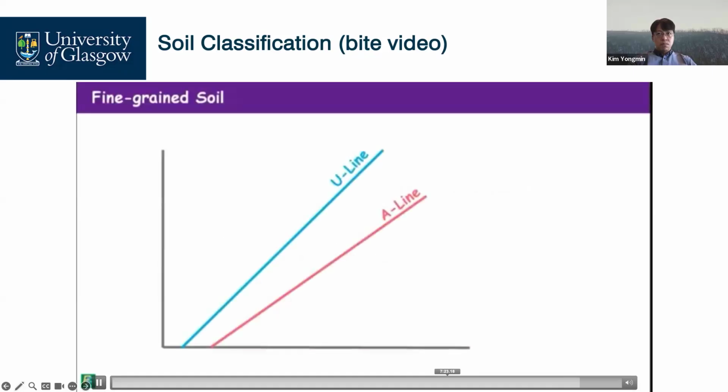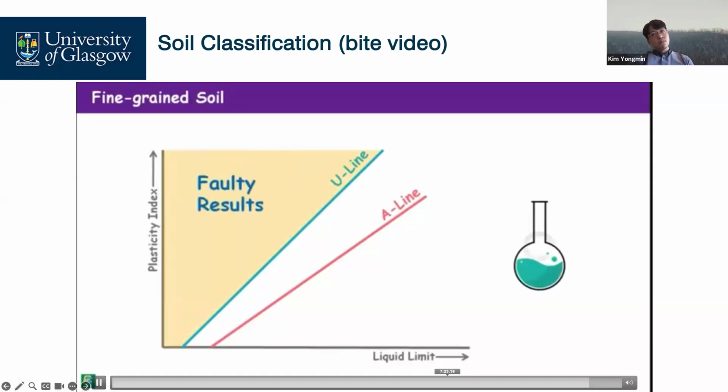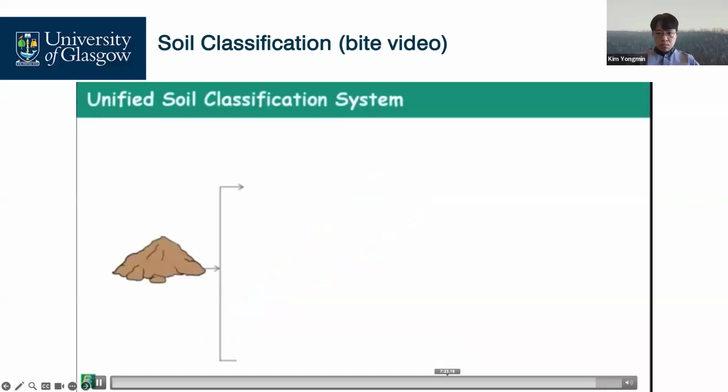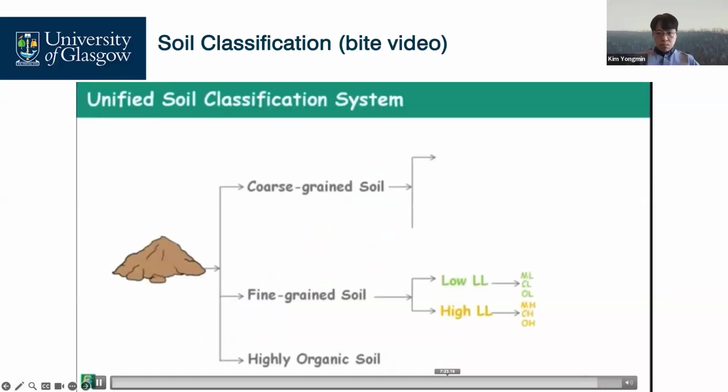A U-line is also defined as the upper limit of the correlation between the plasticity index and liquid limit of soil. If the test results of the soil fall above the U-line, then the results are considered faulty and the experiment should be repeated. The equation of the U-line is given as this. It was the classification of fine-grained soils.